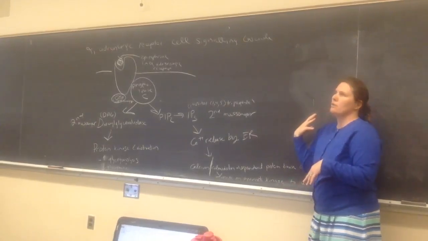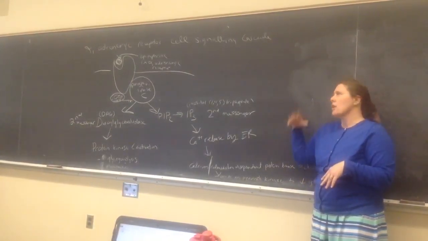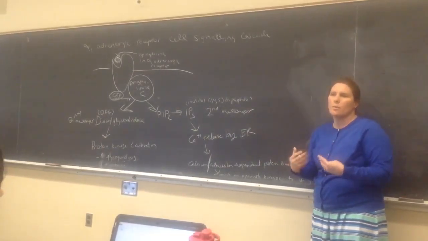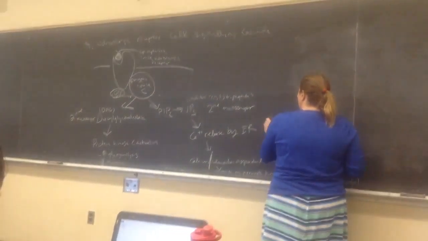So that's why we start talking about signal transduction cascades. It's not just one messenger. Now we've got 2 middle messengers, right? And you can have 3 or 4 middle messengers. So a domino. Yes, exactly.